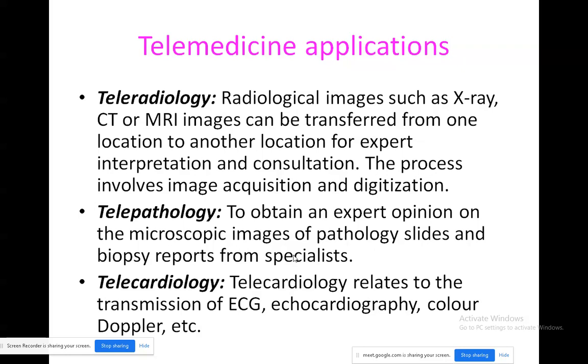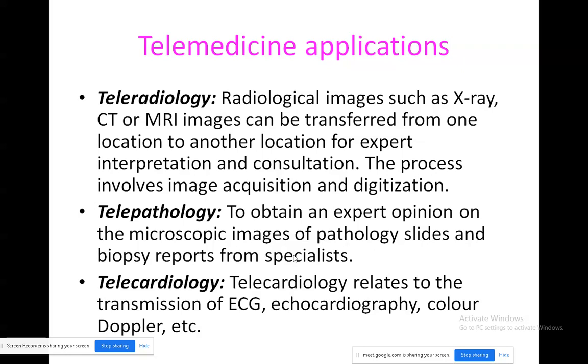Microscopic image. Okay, microscopic image is nothing but through your blood. Through the microscope you will be viewing the image. The structure of your cells will be seen through the microscope. That study will be called pathology. So telepathology means from one location to another location you will be sending the microscopic image result.